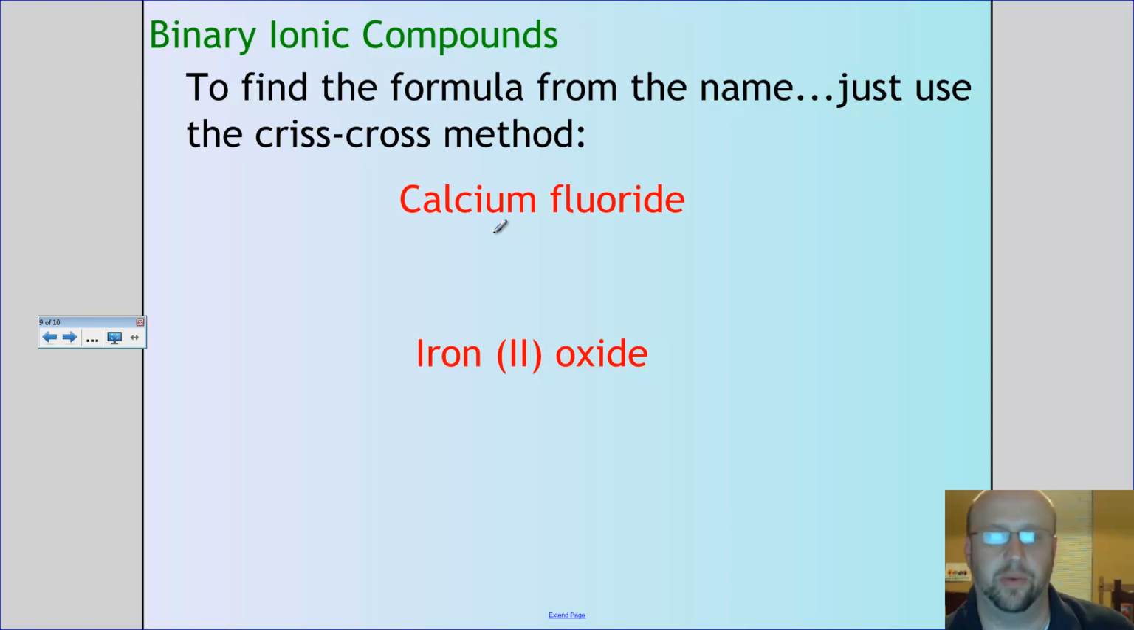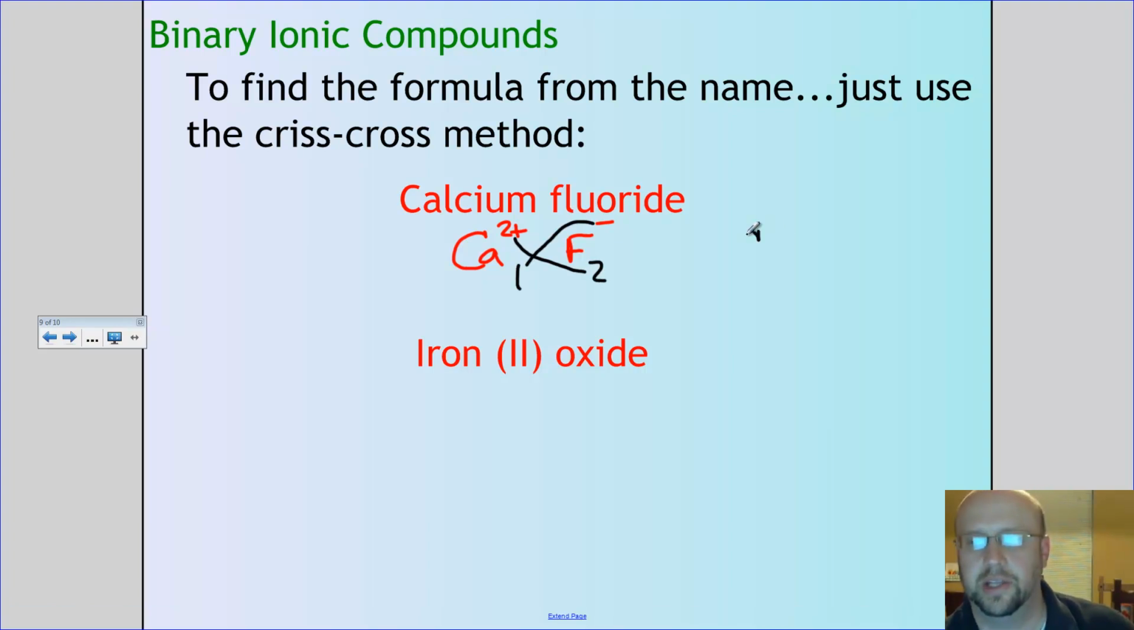Okay, so here's the way it works. Calcium, write down the symbol. Fluorine, write down its symbol. Go to your table and figure out what the charge is. Negative for fluorine, 2 plus for calcium. And then we're going to crisscross it just like we've already done. So 2, 1, and so my formula becomes CaF2.